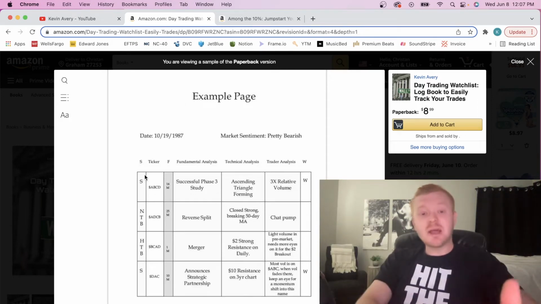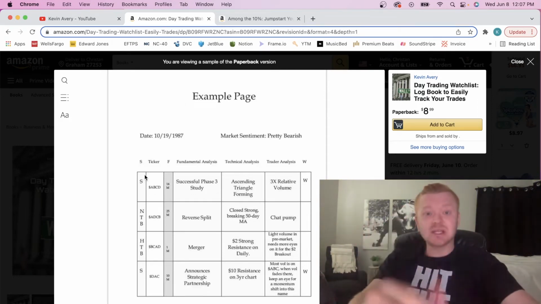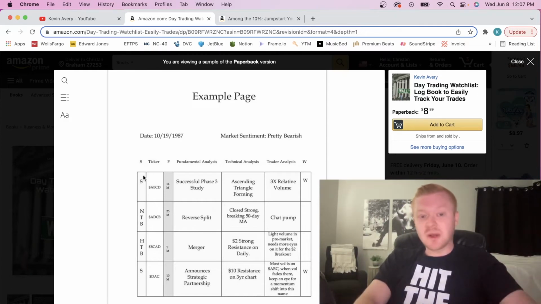This is exactly the way I've been doing pre-market analysis over the course of the last 5 to 6 years. I would basically write down on notebooks, sticky notes, whatever, S, if the ticker was shortable with my broker. You could write down ETB, it's easy to borrow, HTB, hard to borrow, NTB, not available to borrow. Write down the ticker symbol.